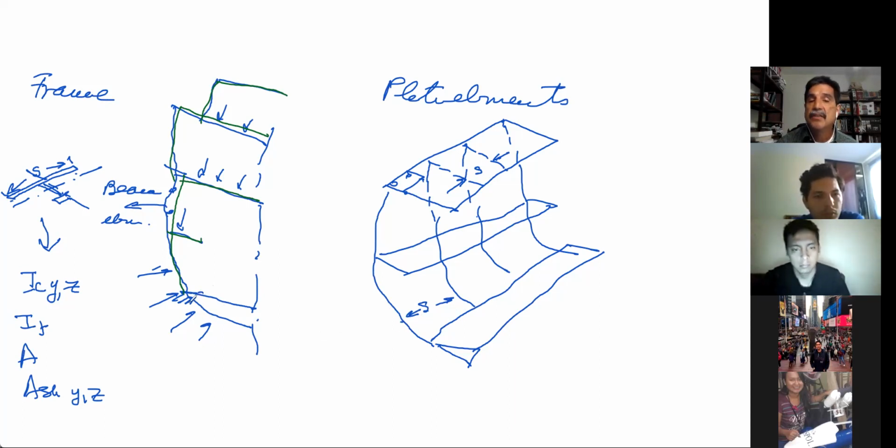In some cases it is really useful to model that as clamped, because this analysis is much easier than this one. But if you have doubt, the only choice that you have is to model the complete 3D structure, and then you do the analysis.